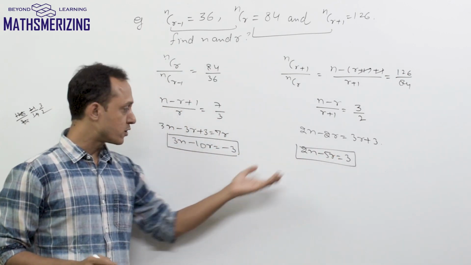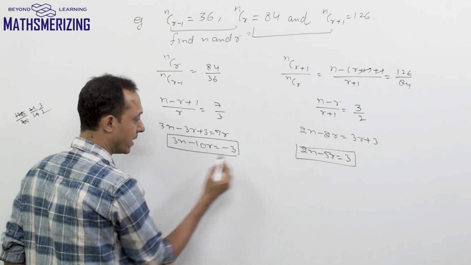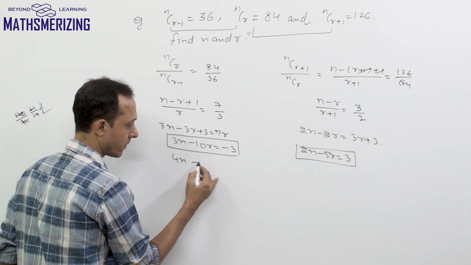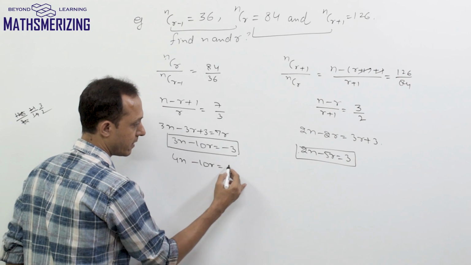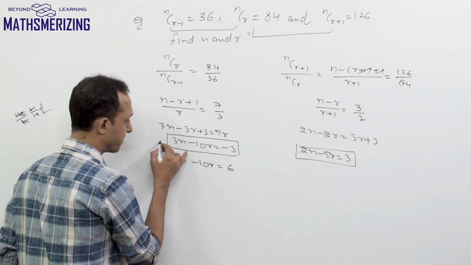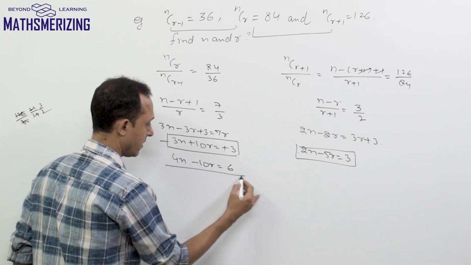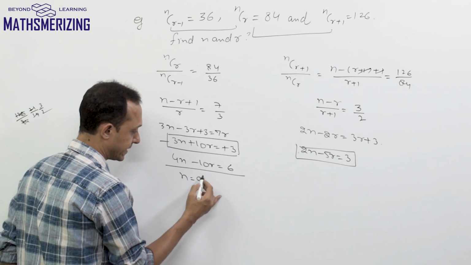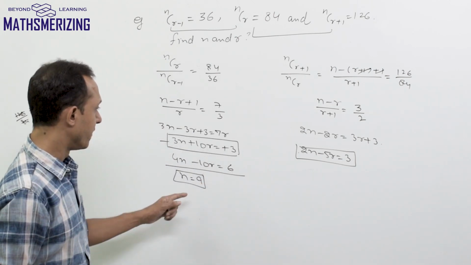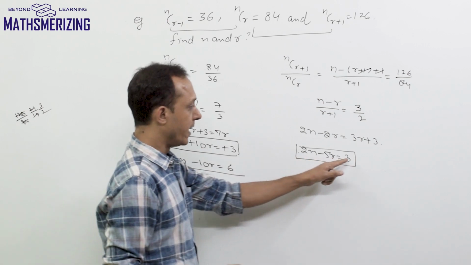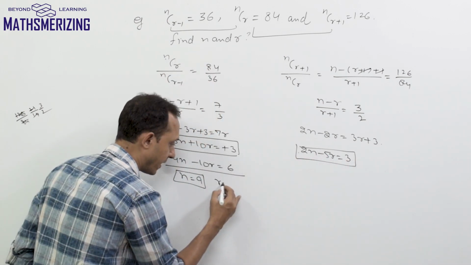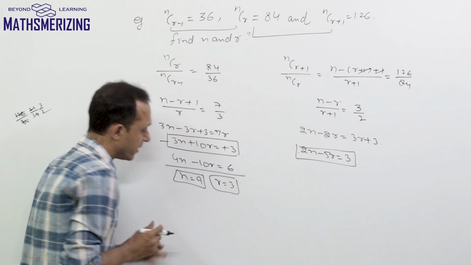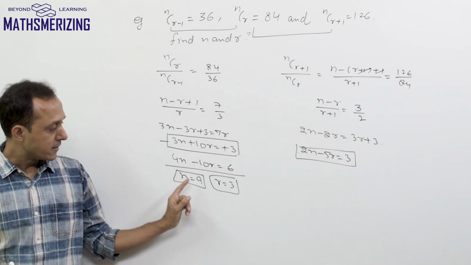So if I solve the two equations, if I multiply it by 2, I'll write 4n minus 10r is equal to 6. So I'll subtract the first one. So I'll get the value of n as 9. And if I put the value of n as 9, 18 minus 3, 15, I'll get the value of r as 3. So for this question, the value of n is 9 and the value of r is 3.